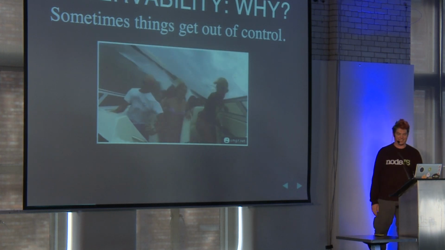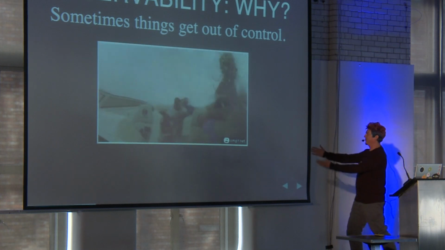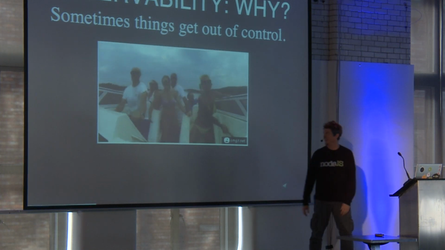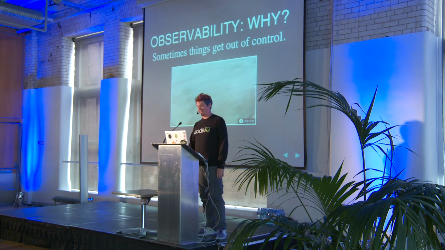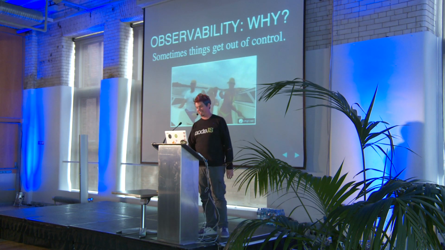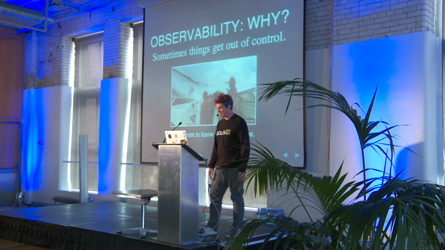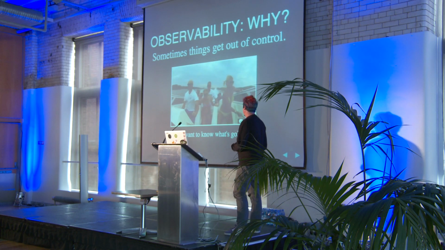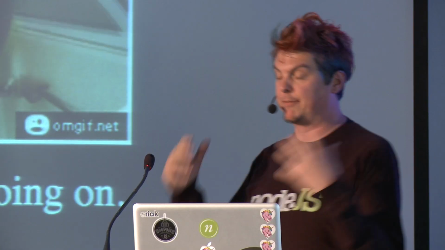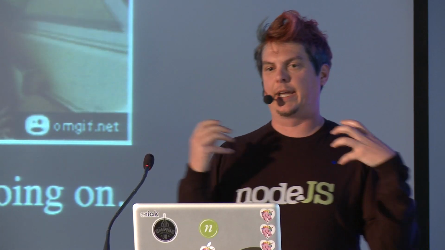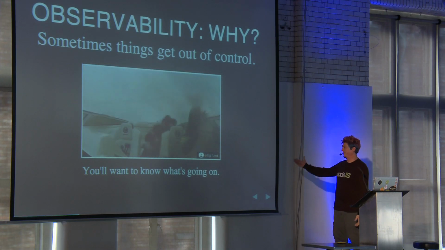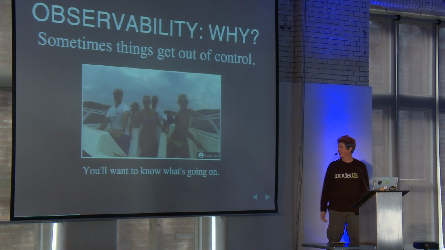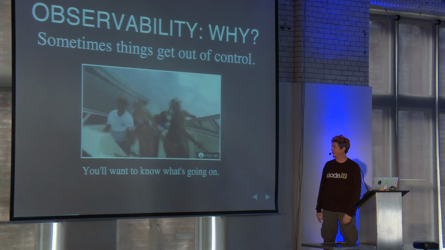Having observability, you may not be able to maintain control, but you can at least go back and see what happened after the fact. So you want to be able to know what's going on. You want to, if nothing else, be able to go back and see what happened, so at least whatever this guy was thinking that caused him to lose control of the boat.